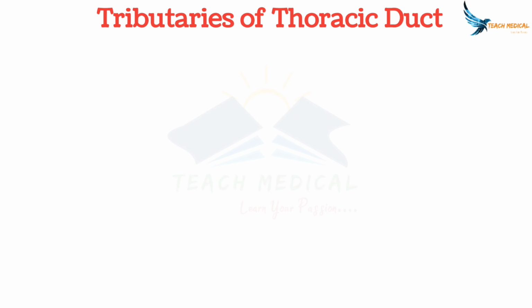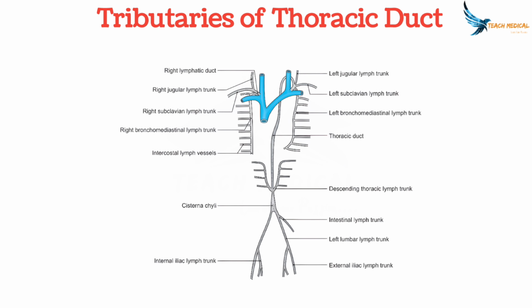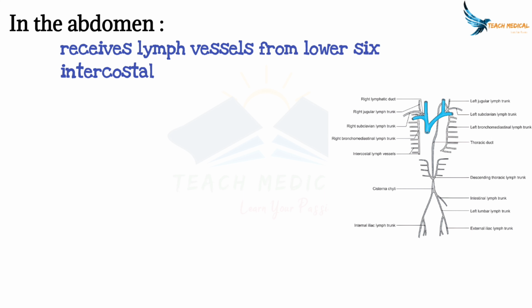Tributaries of thoracic duct. The thoracic duct receives lymph from both halves of the body below the diaphragm, and left half above the diaphragm. The tributaries of the thoracic duct are as follows. A. In the abdomen. The thoracic duct receives lymph vessels from lower 6 intercostal lymph nodes of both sides.